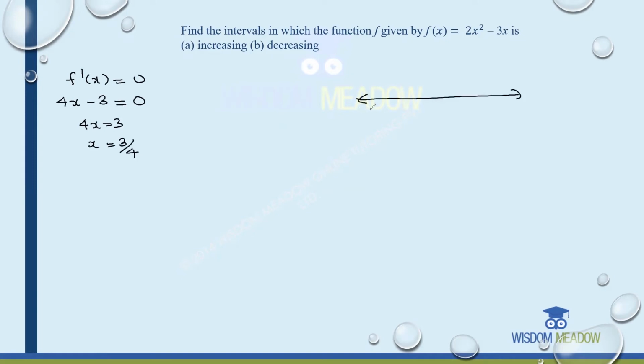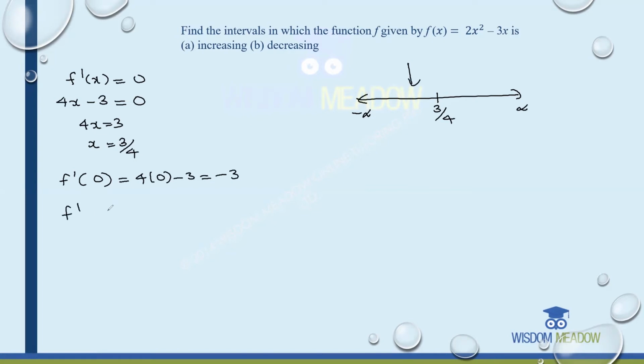So minus infinity to infinity, and the point is 3 by 4. There are only two intervals. You take a point from here and see if the derivative is positive or negative. Say f dash of 0 is a better point over here. It's going to be 4 into 0 minus 3. That's negative 3. So it's decreasing.